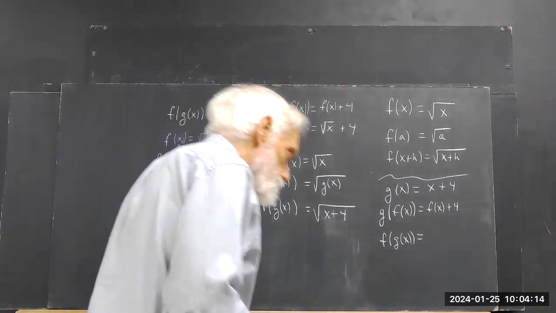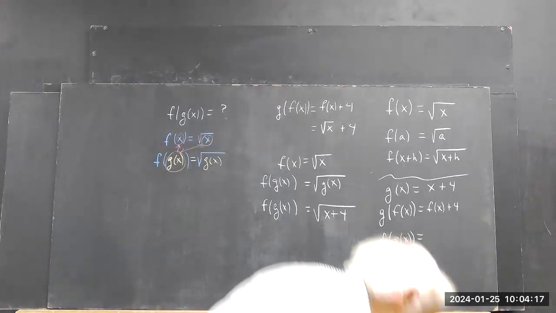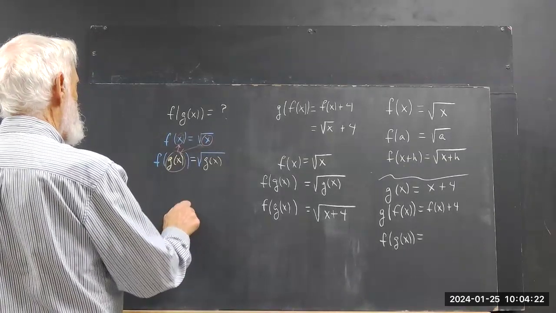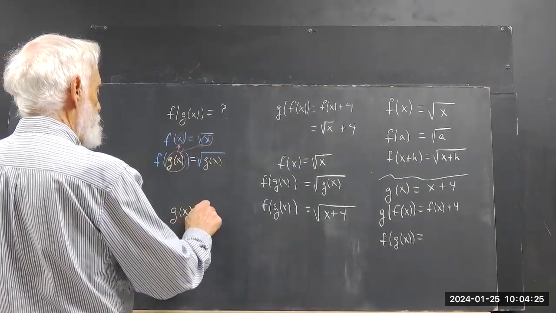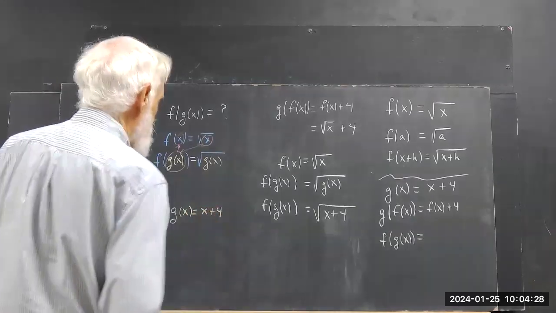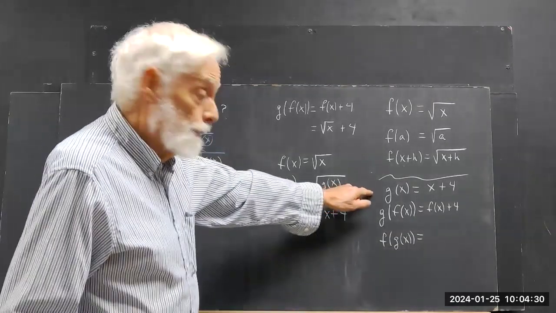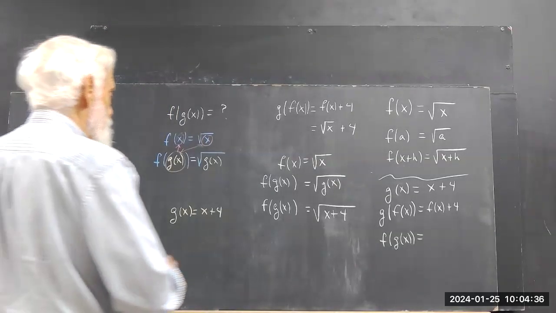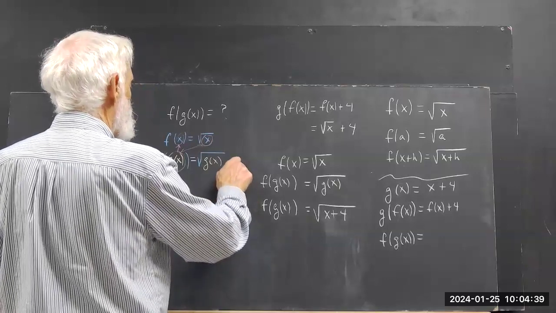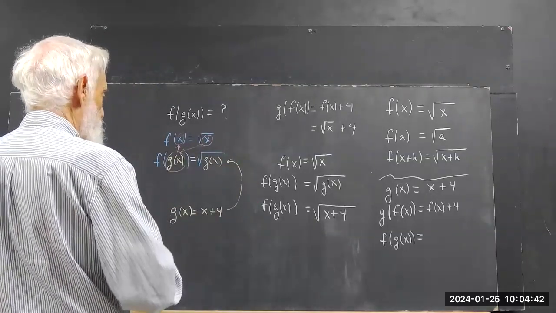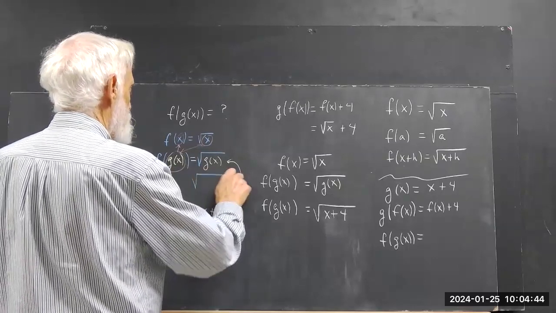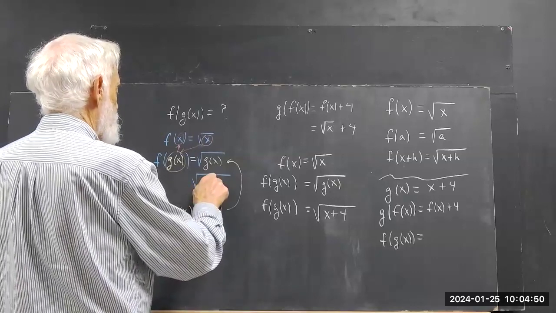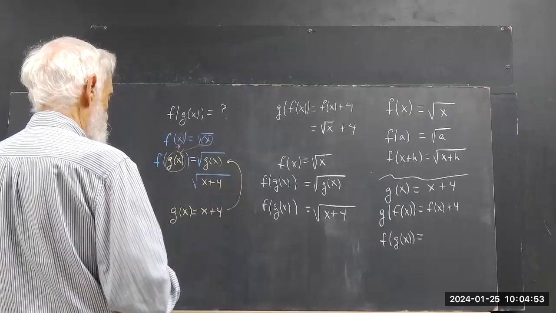Then g of x is x plus 4. Right, there's our definition of g of x. So replace g of x, and we get the square root of x plus 4.